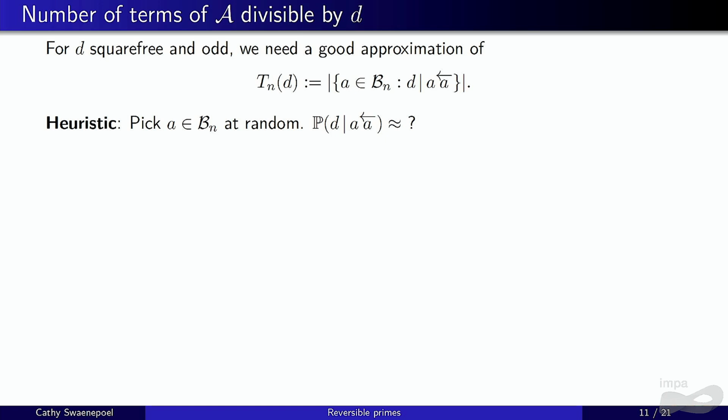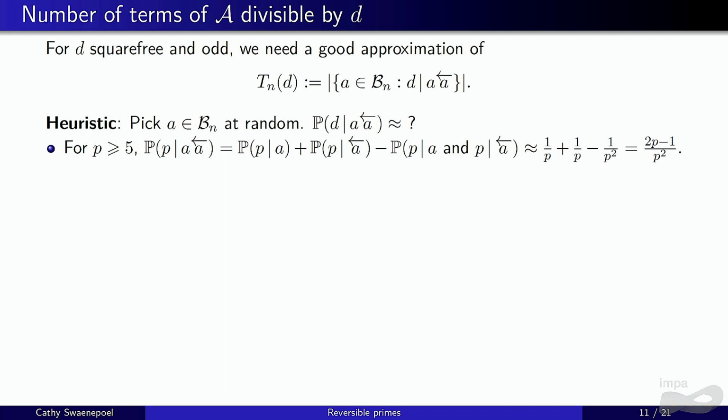Okay, so first, heuristically, what do we expect? We take an integer a at random in Bn. What should be the probability that p divides a times its reverse? To start, we can take for d a prime number. So this is the probability that p divides a or its reverse: the probability that p divides a, plus the probability that p divides the reverse of a, minus the probability that p divides a and its reverse. These two probabilities are 1 over p. And the events p divides a and p divides the reverse of a can be seen as independent events. So we obtain 1 over p squared. So finally, for the probability that p divides a times its reverse, we obtain about 2p minus 1 over p squared.